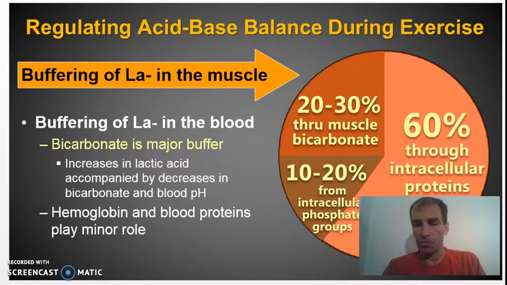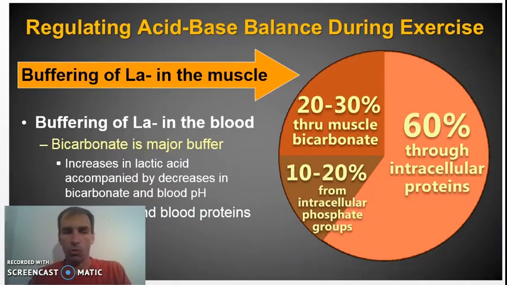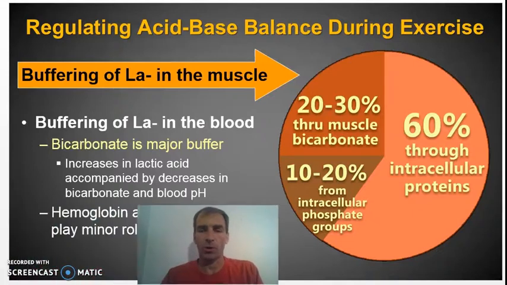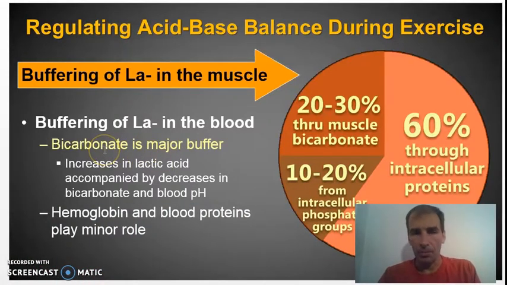Well, truth be told, one of the biggest roles when it comes to buffering lactic acid in muscle is through intracellular proteins. You have proteins in your muscle. We'll talk about that soon. Actin and myosin, there's other proteins there as well. Truth is, in muscle, those proteins are the best buffers. Now, you do see bicarbonate. Bicarbonate has a role, other phosphate groups. But in muscle, proteins have a role. But when we get to blood, that's a different story. When we get to blood, bicarbonate has a large role.